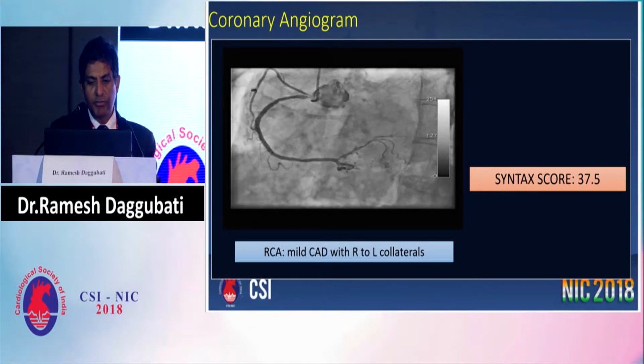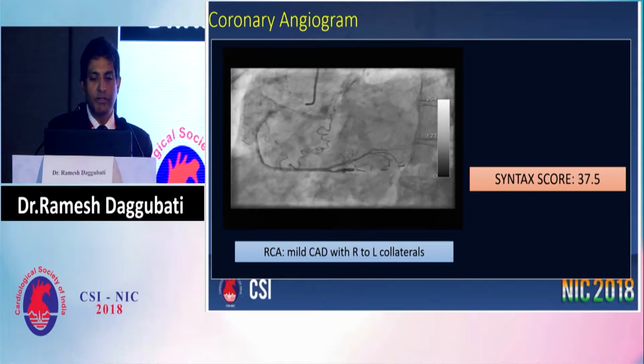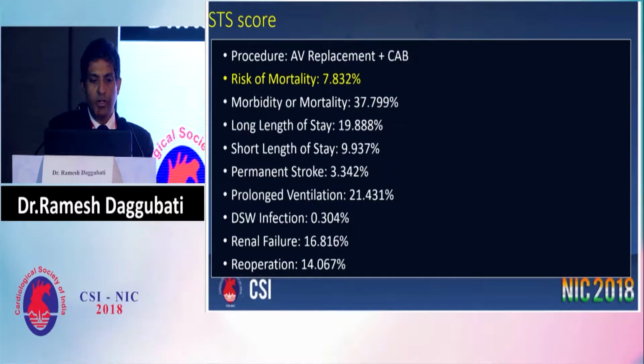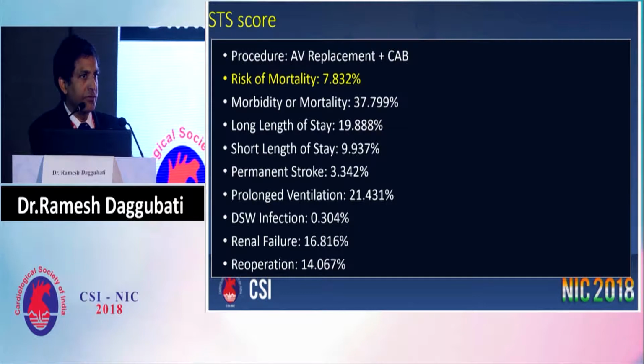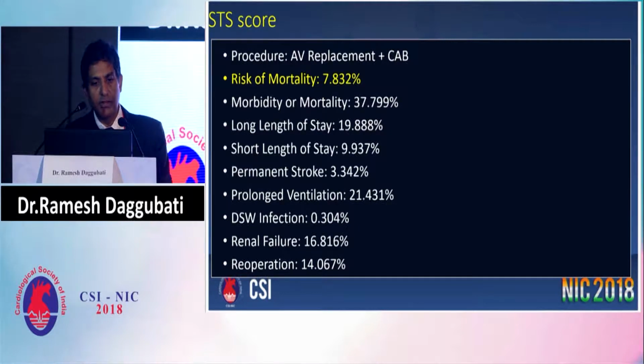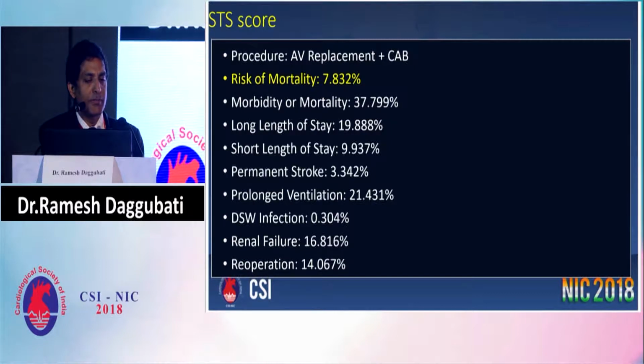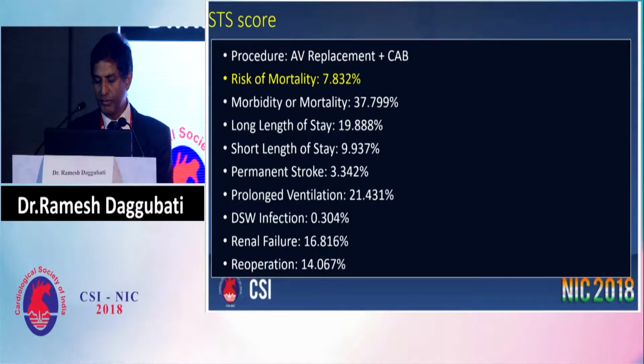And the STS risk score is about 37.5 given the LAD CTO. So if you calculate the STS risk score, obviously STS is calculating for aortic valve replacement and bypass surgery. Here the risk of mortality is 7.8%, which is considered an intermediate risk score; between 4 and 8 is intermediate, so more than 8 is severe. And the morbidity, mortality, permanent risk of strokes, all these are very high, about nearly 38% morbidity or mortality combined together.